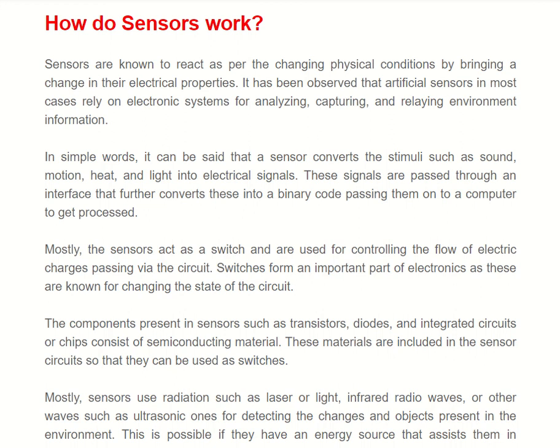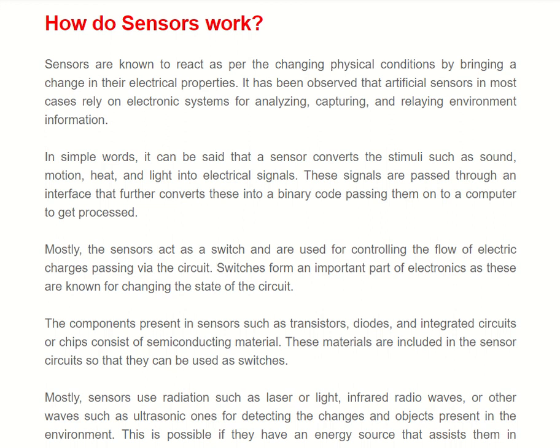And these components present in the sensors like transistors, diodes, ICs consist of semiconducting materials, and these materials are included in the sensor circuit so that they can be used as switches.